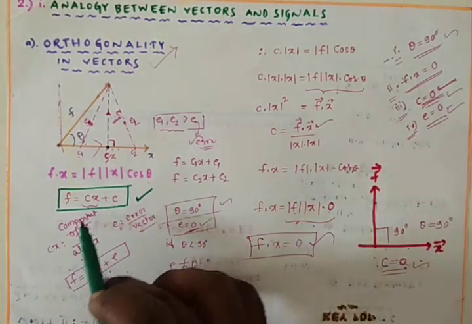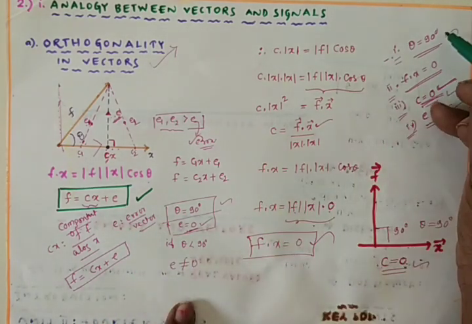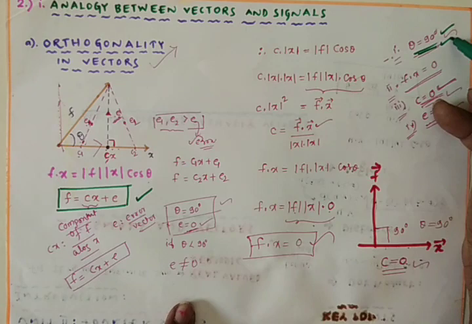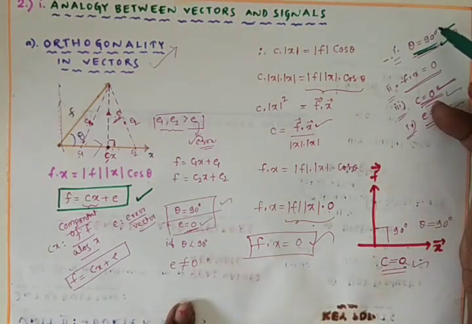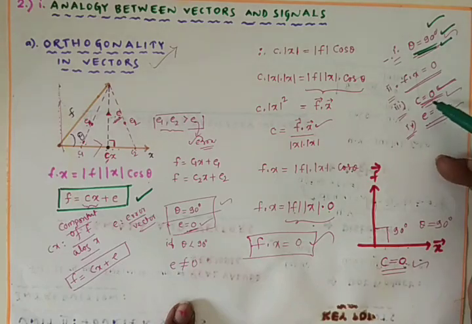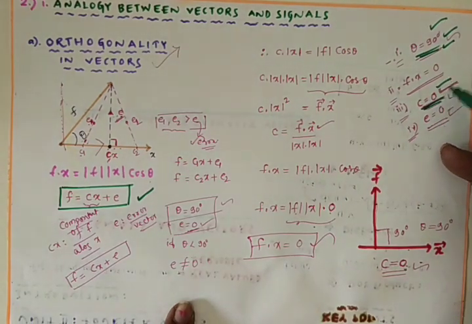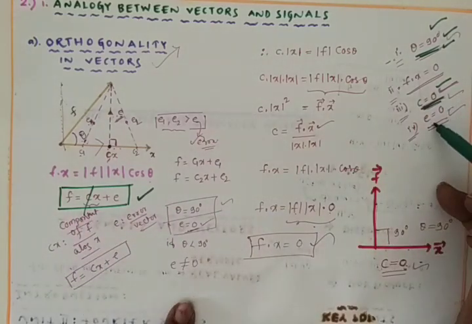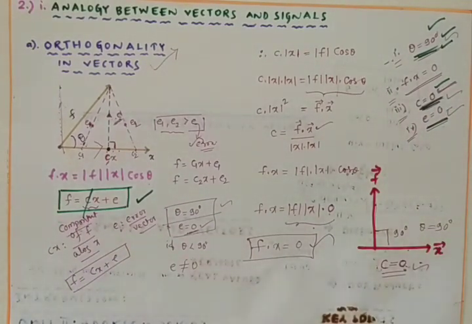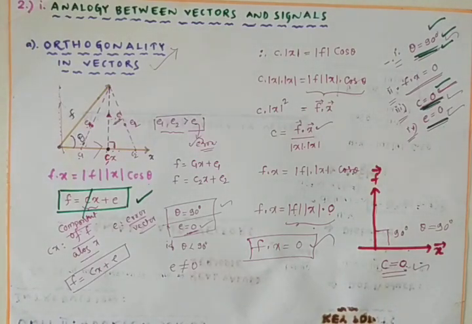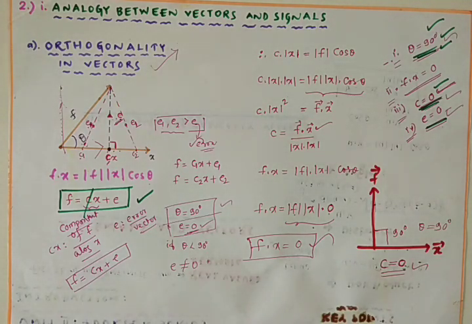And here, if the two vectors are orthogonal, then the angle must be 90 degrees. In the same way for signals also, if the two signals are orthogonal to each other, the angle must be 90 degrees. Then if two signals are orthogonal, C will be 0, and the error signal is also 0. These points have to be applied to the orthogonality in signals. In the next class, I am going to explain the orthogonality in signals. From it, we can expect one short answer question or one long answer question for 5 marks, so it is very, very important.